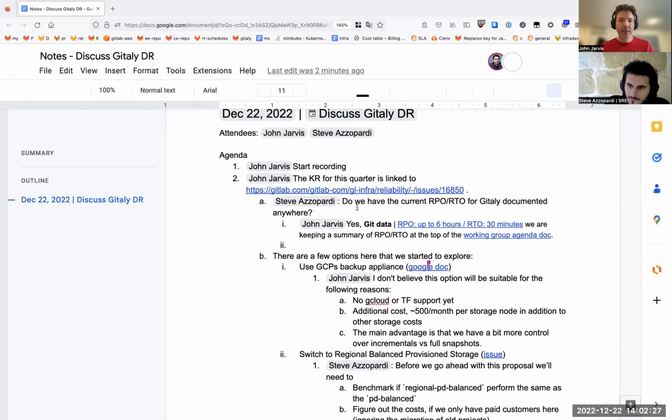Okay, so I have the first item. This is the issue that we're tracking for this discussion, which is for this quarter to come up with a plan to see what we can do for Gitaly DR.